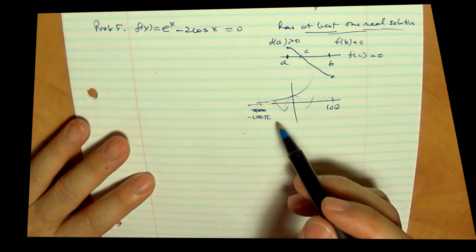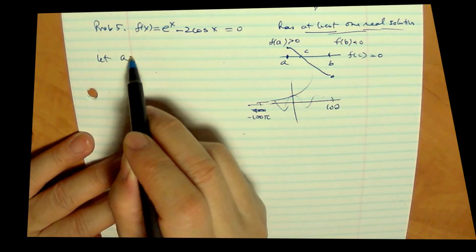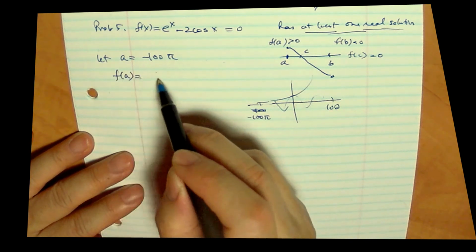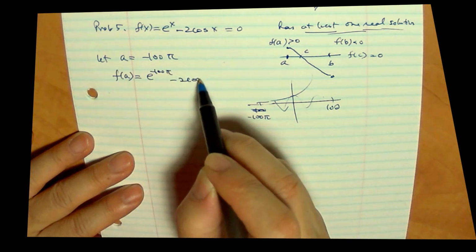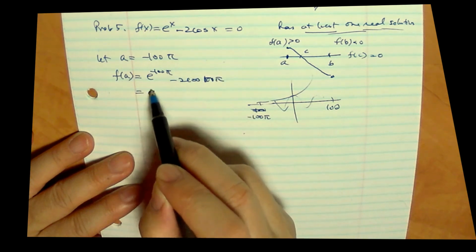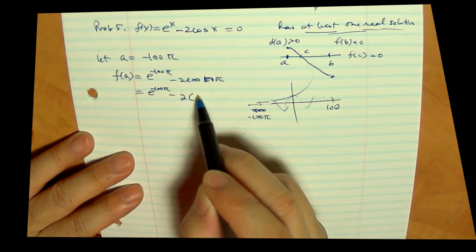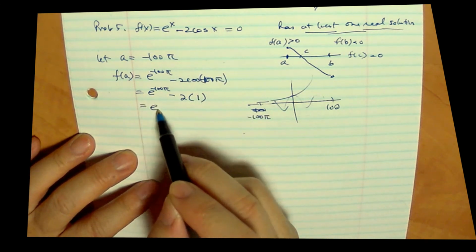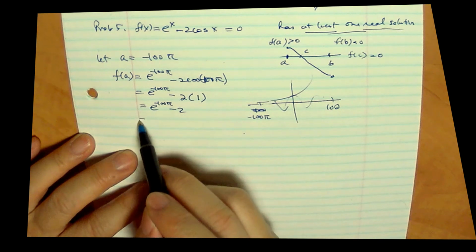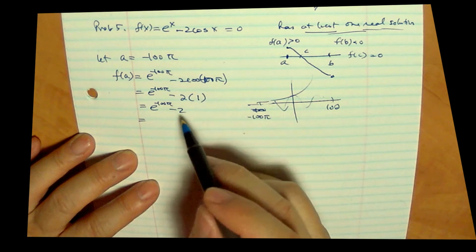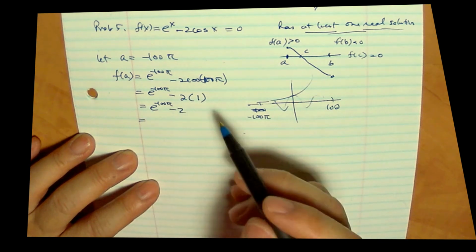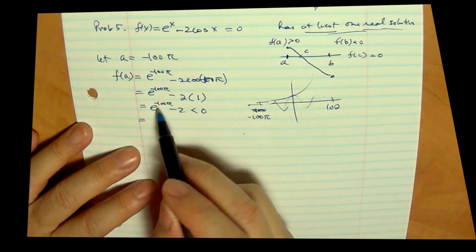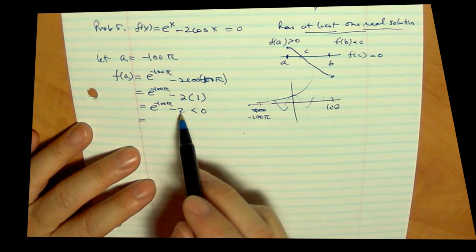And therefore, I can now choose a equal to negative 100 pi, and plug it in. f of a is e to the negative 100 pi minus 2 cosine of negative 100 pi, which is e to the negative 100 pi minus 2 times 1. Cosine of negative 100 pi is actually 1, so it's e to the negative 100 pi minus 2. If you punch it in the calculator, e to the negative 100 pi turns out to be a very small positive number. You don't need to know exactly what it is, but minus 2 would be negative.